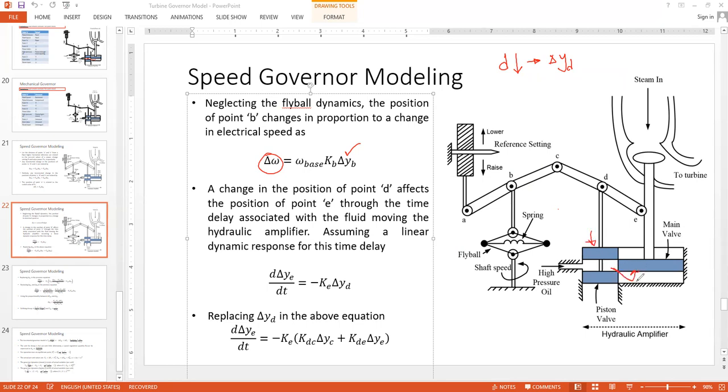And the heavy piston, the main piston, will get a force through the high pressure oil in the upwards direction. So what will happen to the point E movement? It will move up. So always point D and point E have an opposite relationship, with respect to sign. So if point D goes down, point E will go up. So positive del yd means actually negative del ye.